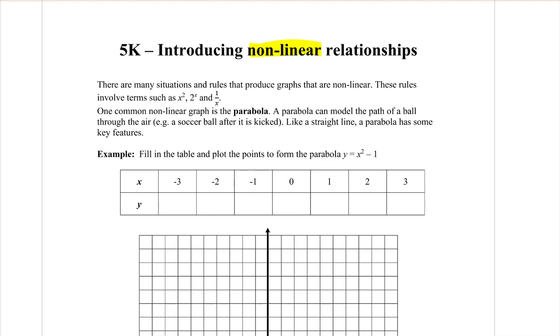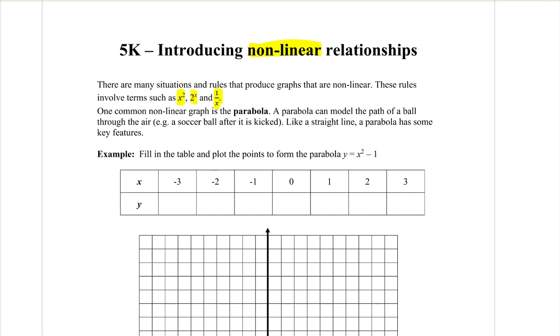And it says here there are many situations that produce graphs that are not linear. These involve terms like an x squared. As soon as you see an x squared, you know it's not going to be a straight line anymore. Or a 2 to the power of x, or even some number over x. As soon as you start doing these more unusual things to the x, they're no longer straight lines.